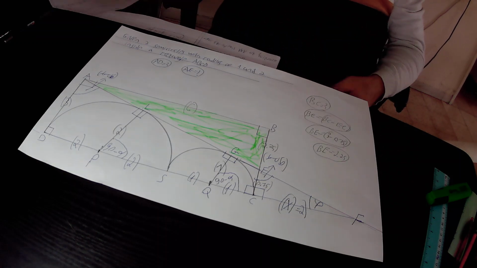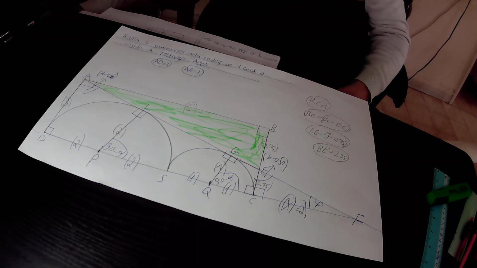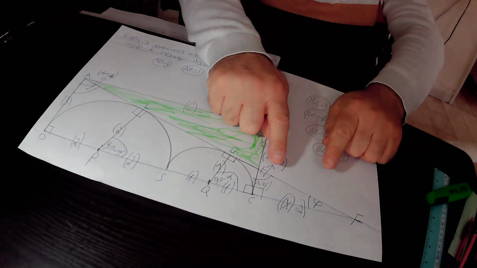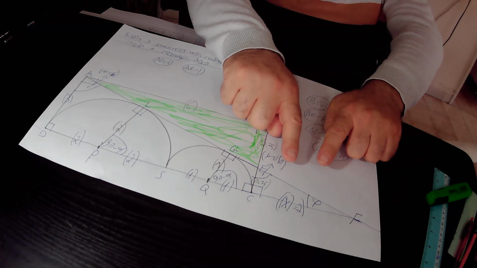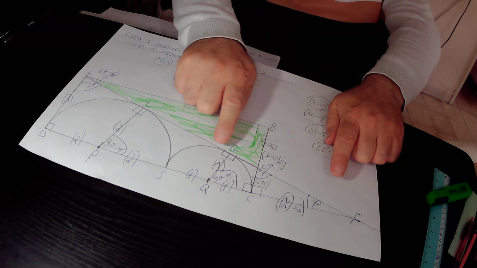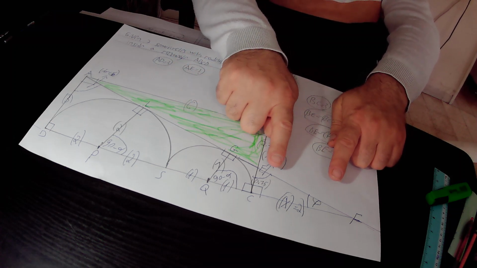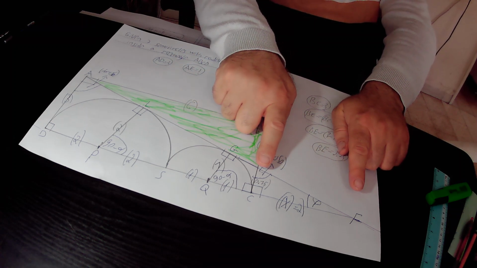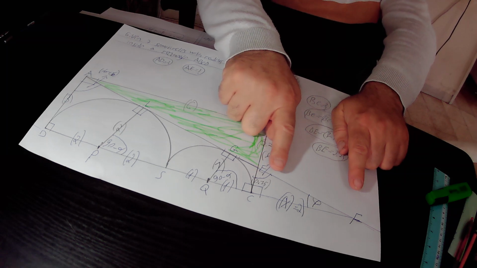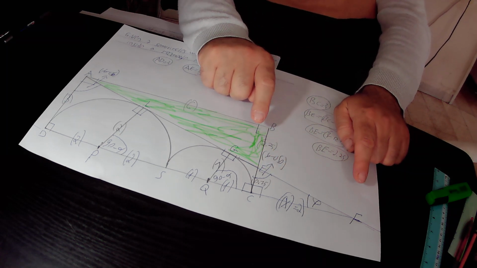So we found that the missing line segment CF, that is equal to x, is equal to 2 units.